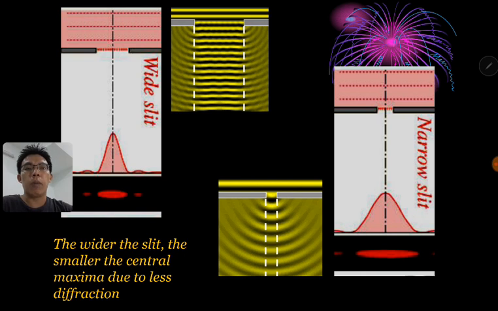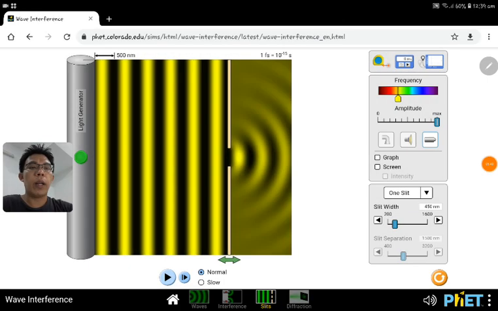behaves. So when we have the wider slit, as in less diffraction, then the central maxima, this one here, will be less spread compared to the one that has greater diffraction due to a smaller width. Okay, so let's look at the animation. What I have here is just to simulate what we said just now.